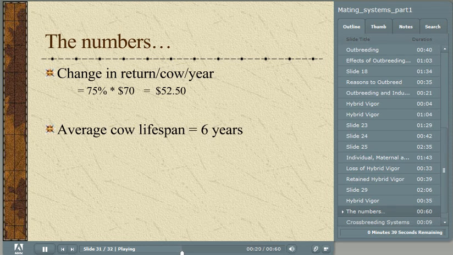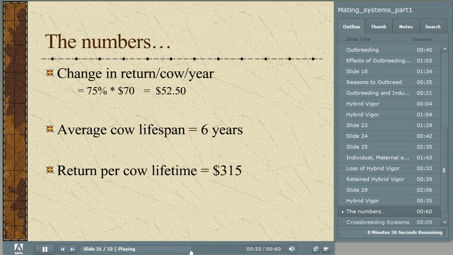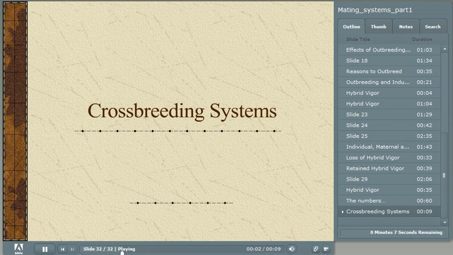Now if you take that by the average cow lifespan, let's say it's 6 years, per lifetime we're getting $315 per head more profit from a crossbred cow, in this case a 4-breed composite, than we would the average of the parental purebred cows. Now this uses some older economic data and our prices have gone way up since then, so we expect this to actually even be greater now as compared to when the research was completed. So that brings us to crossbreeding systems, which will be the topic of our next lecture series on mating systems.